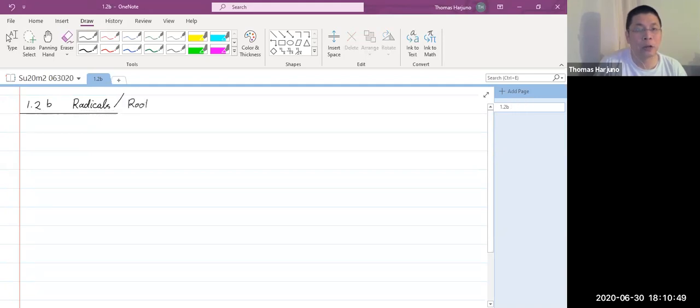Now you may wonder why radicals is associated with the word root, but the word radical comes from the Latin word radix, which means root. Okay, so that's what the radical means.